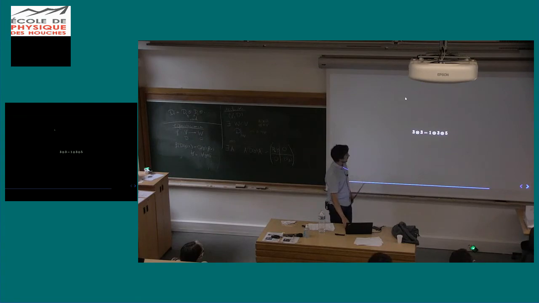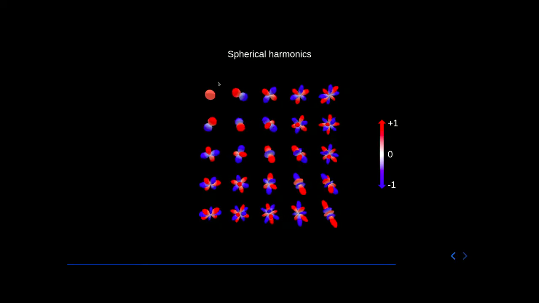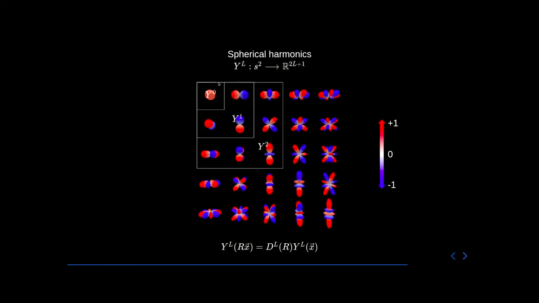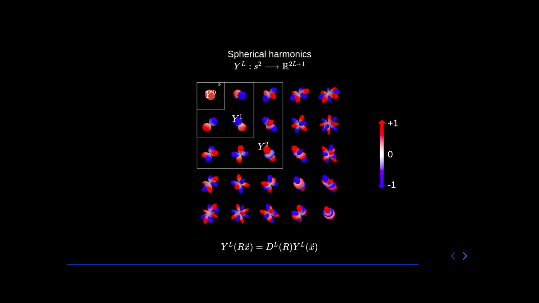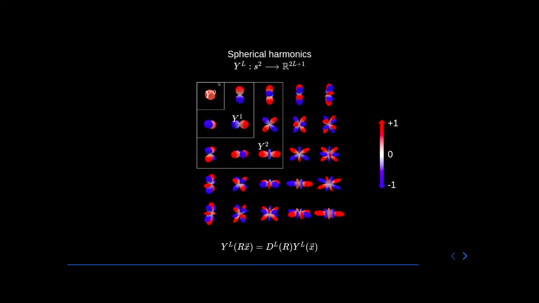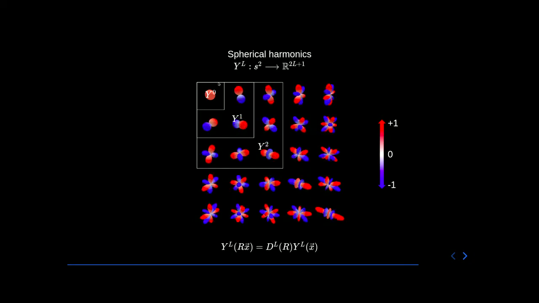dimension 5 representation. What I also need are spherical harmonics. So these are functions on the sphere. Here is a bunch of those. And the property of the spherical harmonics I want is that they go together: there's the Y0, the Y1, the three that go together, Y2, they go together.